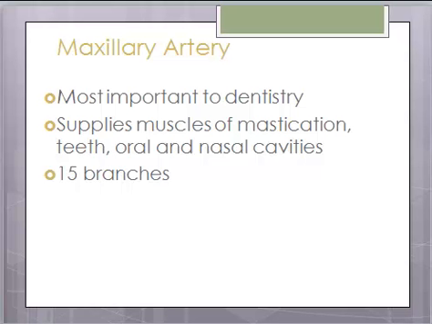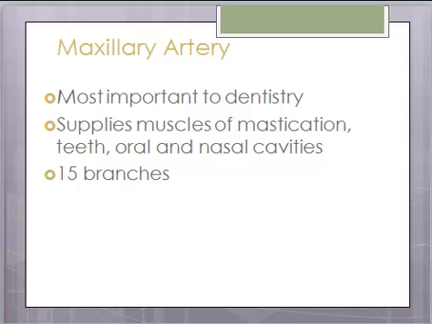And then the maxillary artery. You know how we talked that there were 8 divisions or branches of the external carotid? One of them being the maxillary artery. Well, the maxillary artery has 15 branches. What? Well, we need a lot of blood in our head and neck and teeth. The maxillary artery is the most important one to dentistry. It supplies the muscles of mastication, our chewing muscles, our teeth, our oral cavity, and our nasal cavity. And there are 15 branches.